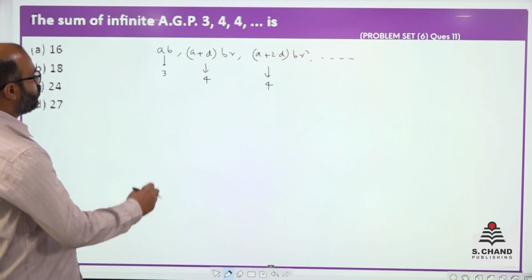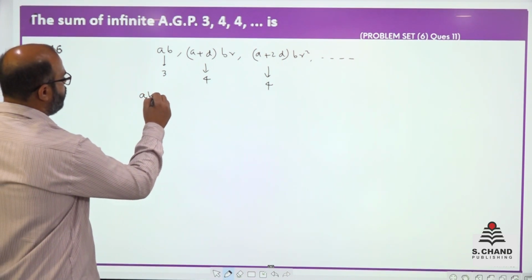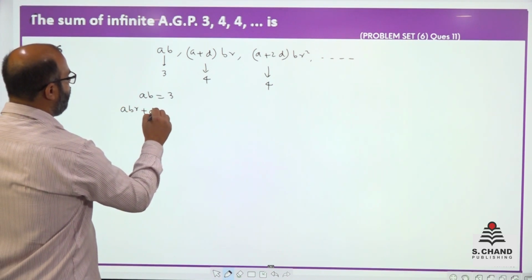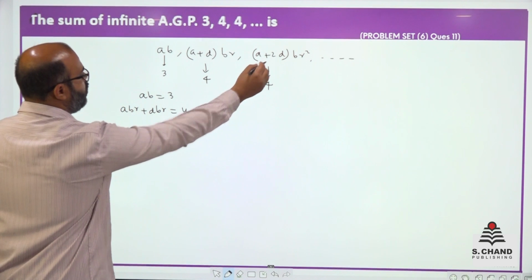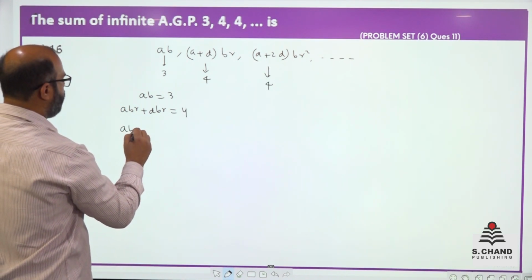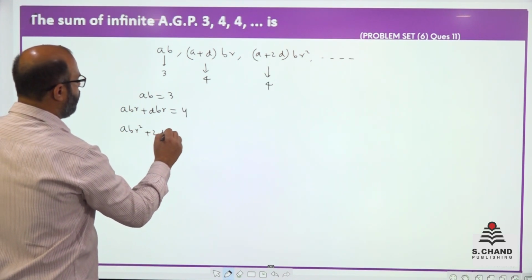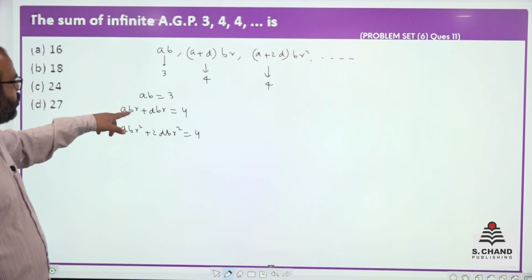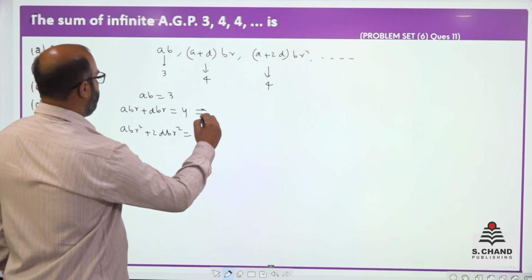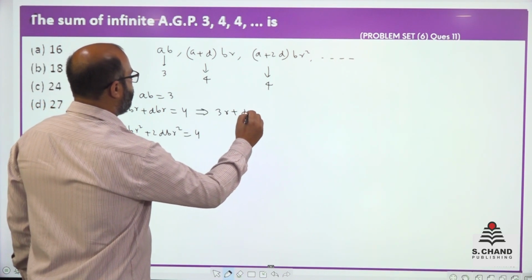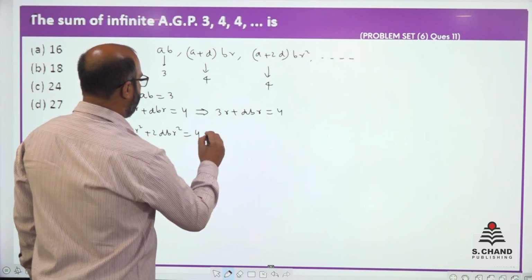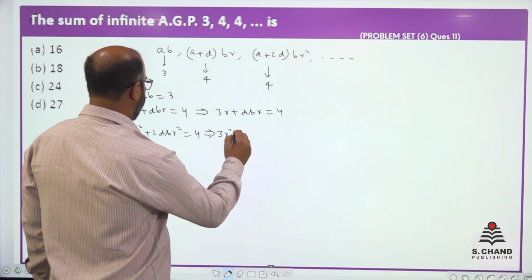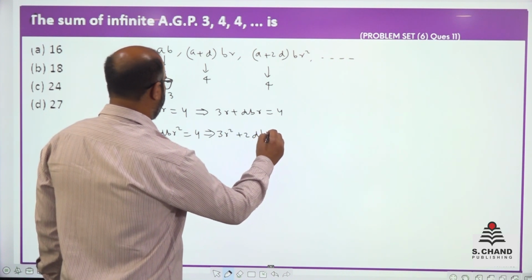Let us see. So ab is equal to 3, okay. From here abr plus dbr is equal to 4. From here abr square plus 2dbr square is equal to 4. Now ab is equal to 3, let us substitute in both of them. So this will become 3r plus dbr is equal to 4. And when you substitute 3 here, 3r square plus 2dbr square is equal to 4.